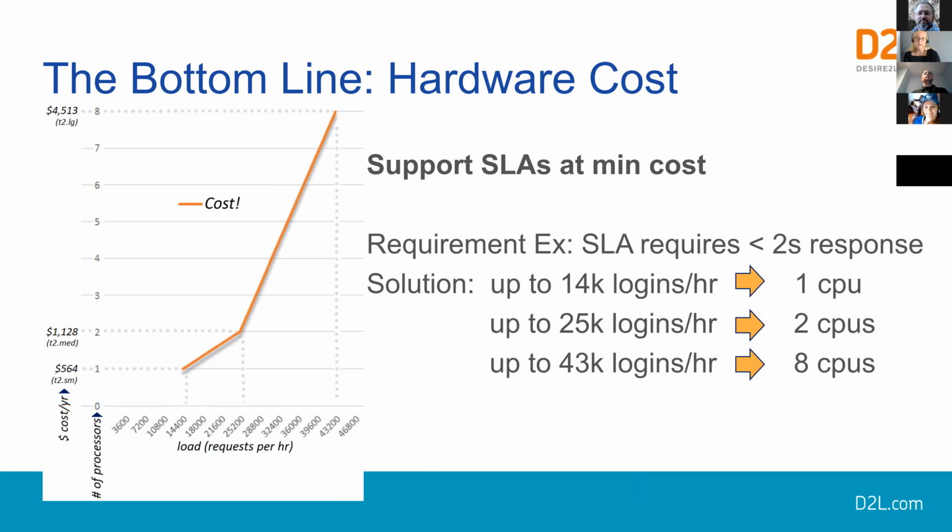So we saw that we can support small customers at that 14K requests per hour with a single processor. Assuming that single processor is a T2 small at standard pricing over the course of an entire year, we can support that customer with a cost of $564 for their app server. And that's the small customer. And if we follow the line up, we can note escalating costs to maintain the 2-second SLA for a medium customer and for a large customer.